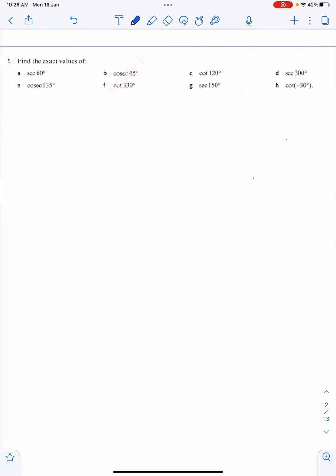Okay, we know that sec is the reciprocal of cos. So, in the first part, the question is sec of 60, so we're going to write 1 upon cos of 60, because sec is the reciprocal of the cos function, and we know cos of 60 is half. So, it is going to be 1 divided by half, which is going to be 2. Okay, this is the answer.